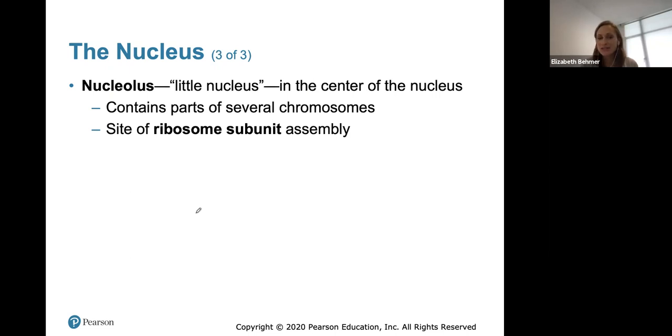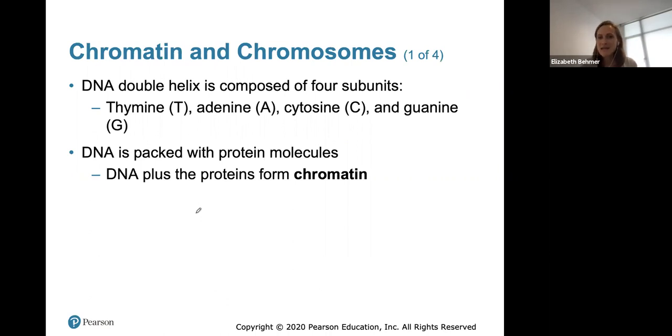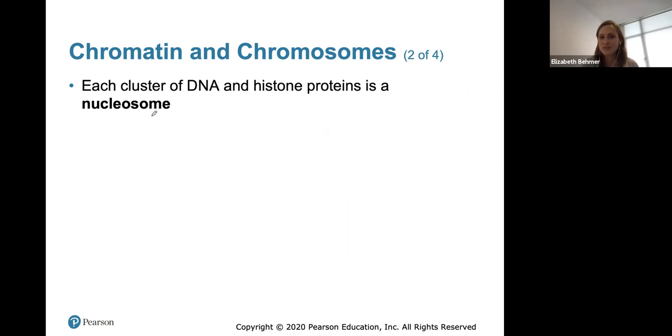The nucleolus is the little nucleus in the center of the nucleus that contains parts of several chromosomes, and this is where the ribosomes will be kind of created and put together. DNA is made up of a double helix that's made of 4 subunits. They can be thymine, adenine, cytosine, and guanine, and DNA will be packed with protein molecules that form chromatin. Each cluster of DNA and the histone proteins that keep it together is called a nucleosome.